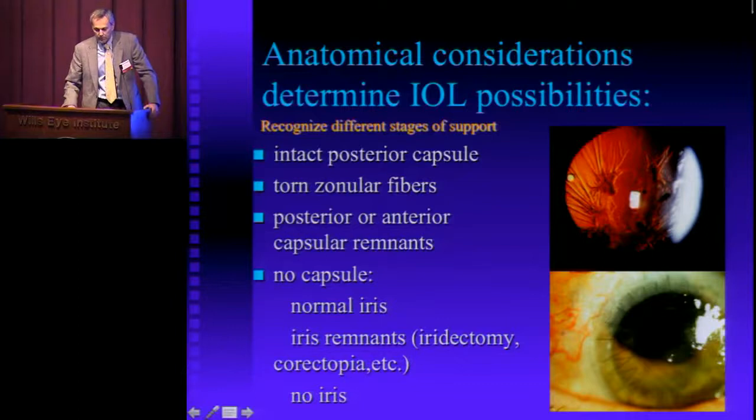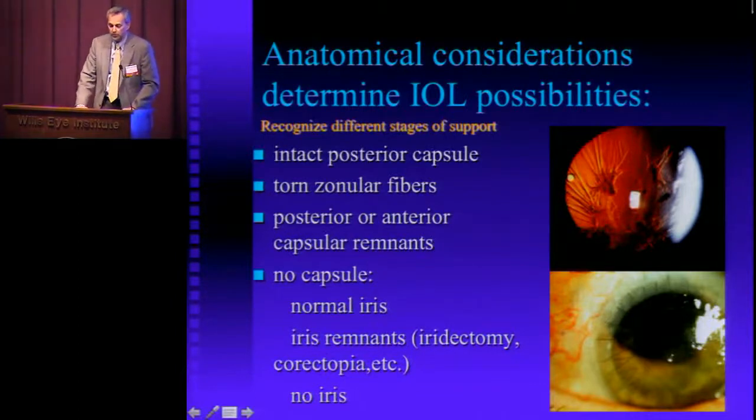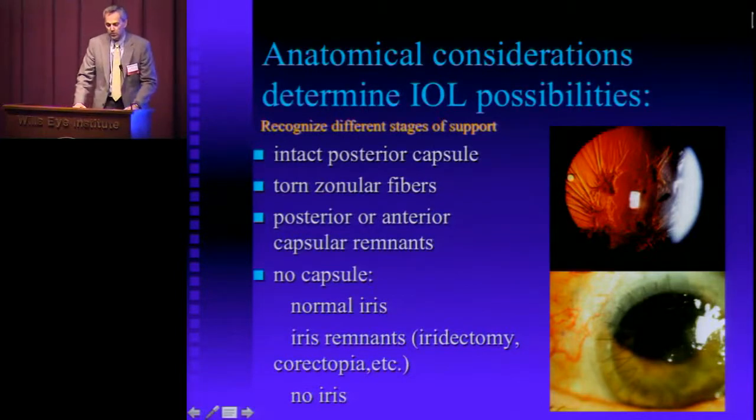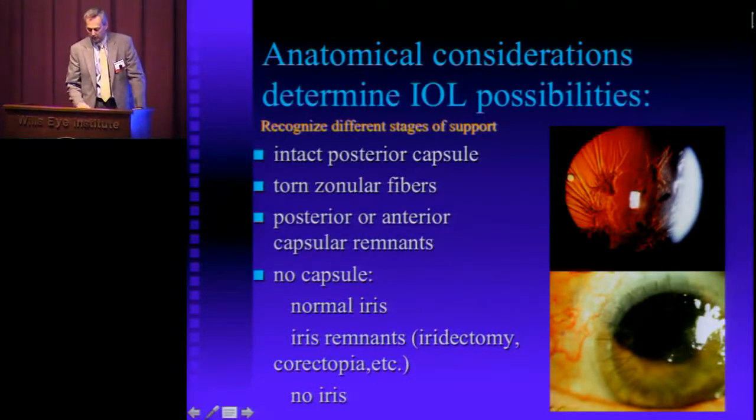If there's an intact posterior capsule, or if there are torn zonular fibers, then often you can get a posterior chamber lens where it's supposed to be. If you're missing posterior or anterior capsular remnants, or if there's no capsule, then it becomes more problematic about how you can get a lens implant in.